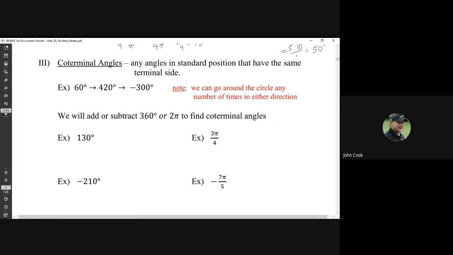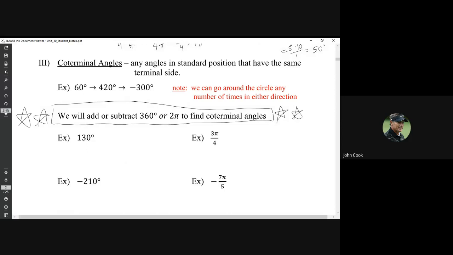Okay, so coterminal angles, what are they? Coterminal angles are any angles in standard position that have the exact same terminal side. A real easy way to think about that is this sentence right over here that I'm going to circle for you and put a box around, because this is a really important concept to know. Okay, so make sure that you know this.